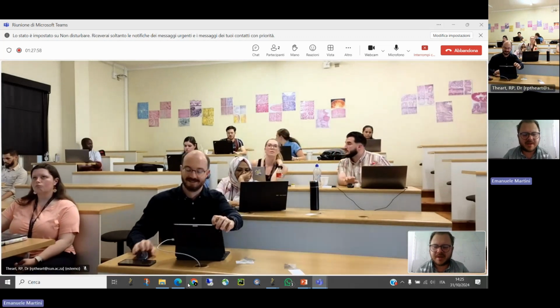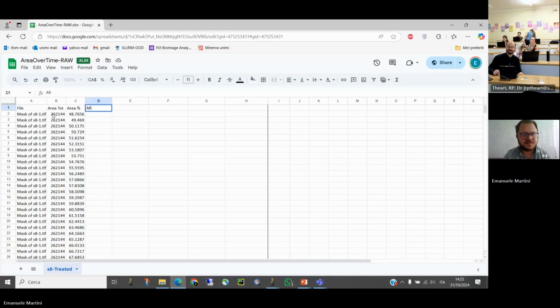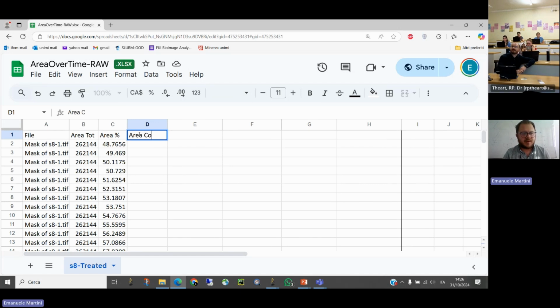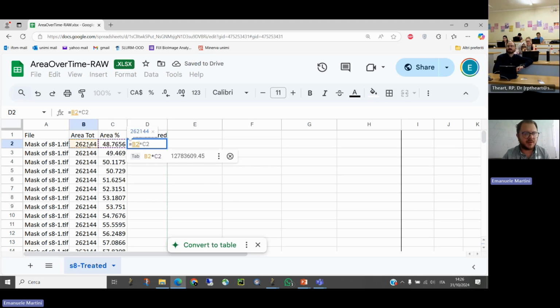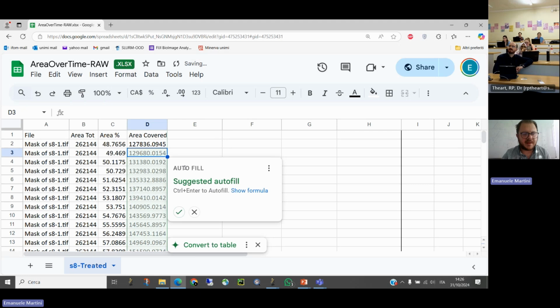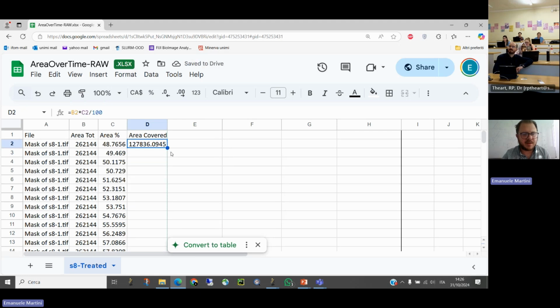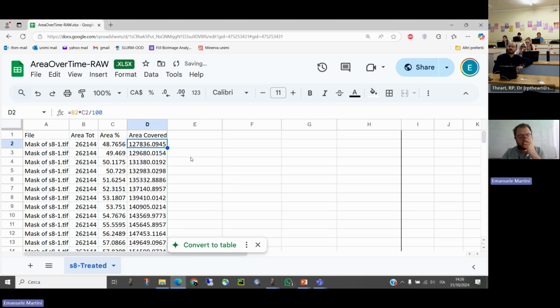So you should really start from something like this. Here you can write what you want, of course, as a title of the table, of the column. Then here it is important to do B2 multiplied by C2 divided by 100. And then autofill. And do the autofill, okay?